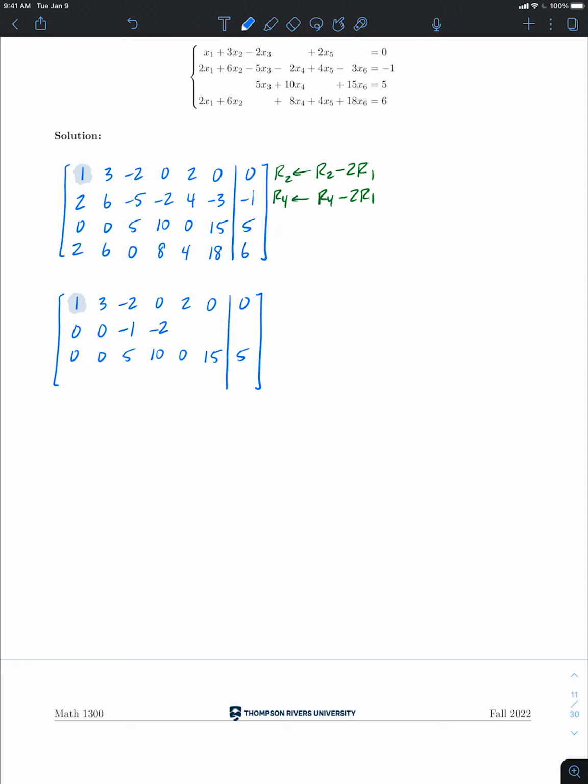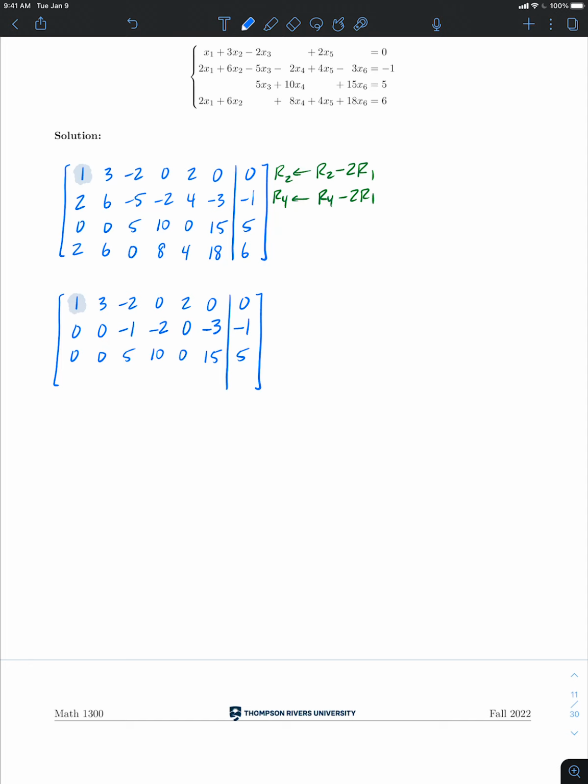The negative 2 won't change. 4 minus 2 times 2 is going to be 4 minus 4. Then we've got negative 3 minus 2 times 0, which is just negative 3. And then similarly, the last entry is just going to be a negative 1 still. Okay, so the fourth row, we're going to subtract row 1 twice.